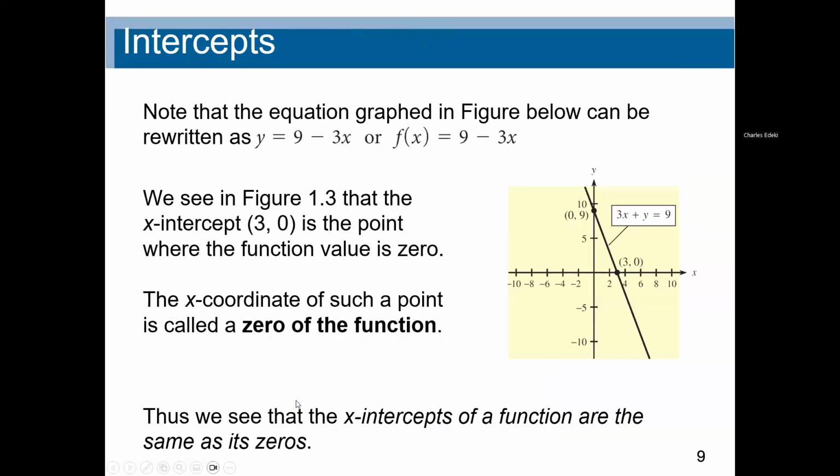Now we should know that the equation graphed in the figure below can be rewritten as y equals 9 minus 3x, or f of x equals 9 minus 3x. As we can see, y equals 9 minus 3x, because the 3x crosses the equal sign and becomes minus.